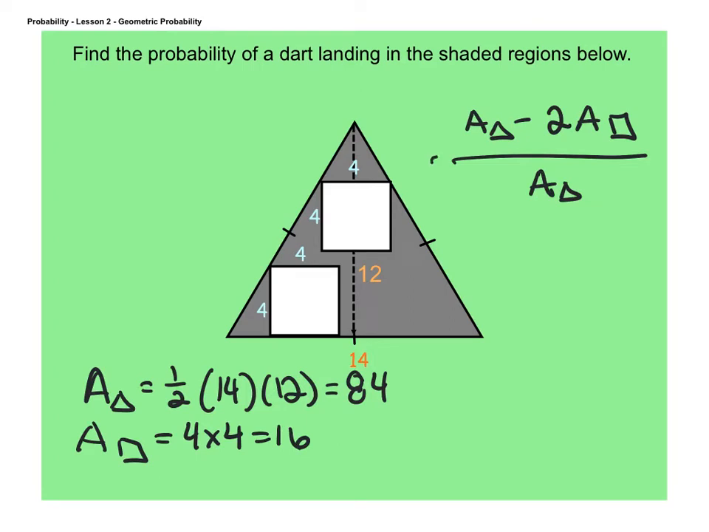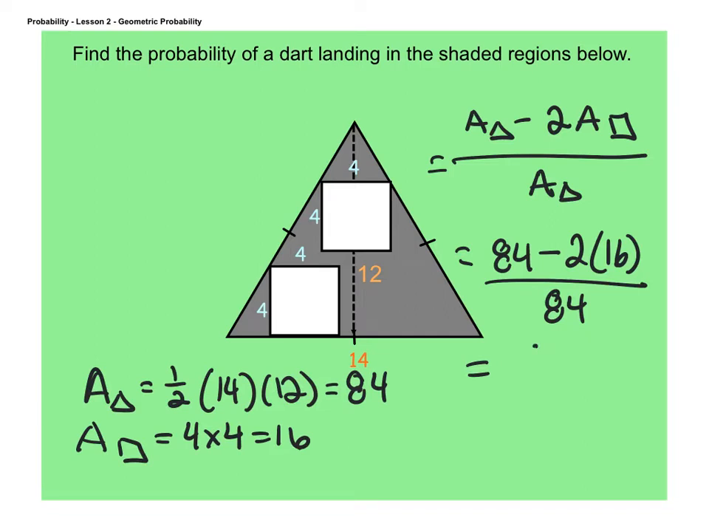Okay, so let's fill out our formula. Area of the triangle is 84 minus 2 squares divided by the total area of the dartboard, which is that triangle, 84. So we get 84 minus 32, which would be 52 over 84. If you don't, math in the head is not going very well.